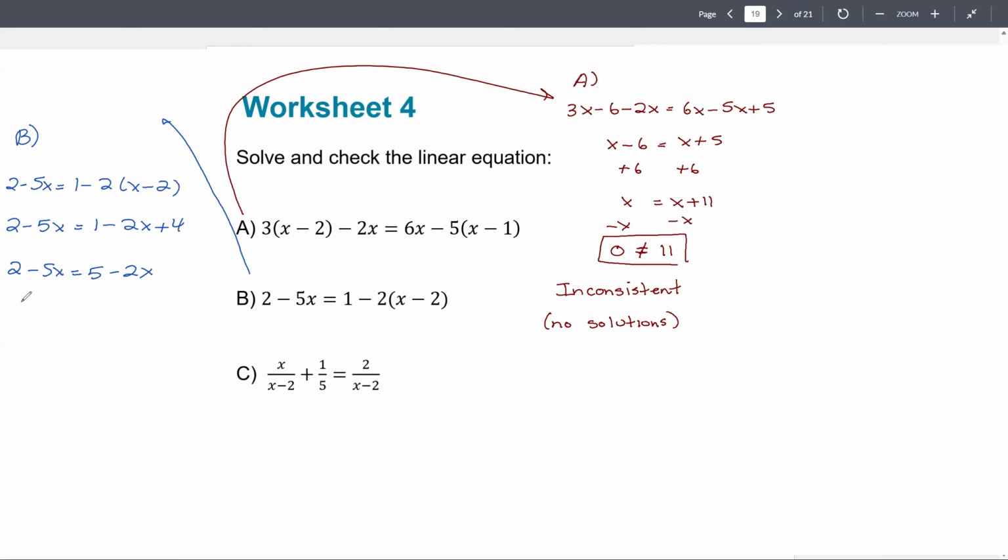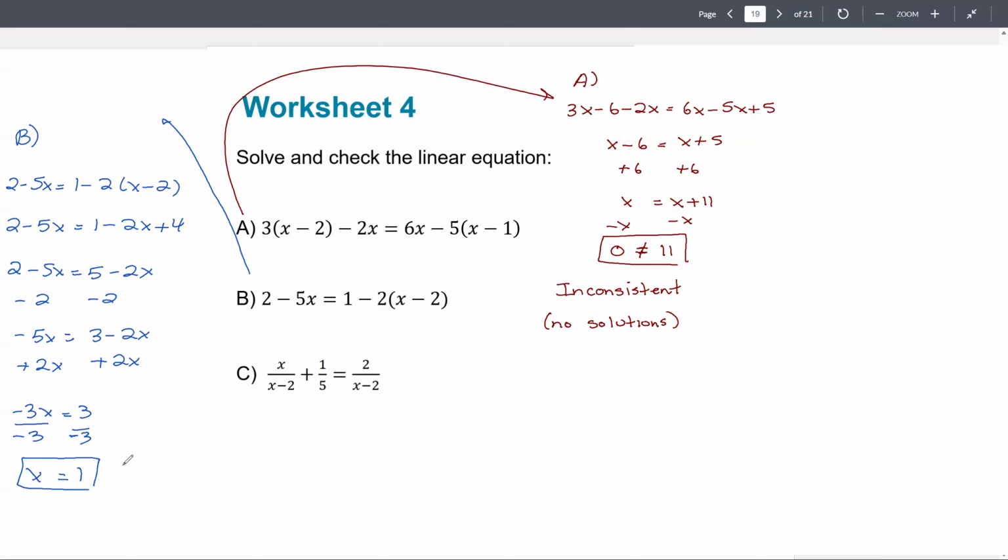We start solving here. So let's subtract the 2 from both sides. So we have minus 5x equals 3 minus 2x. Let's add 2x to both sides. We get minus 3x equals 3. Divide both sides by negative 3. And we get x is equal to 1.